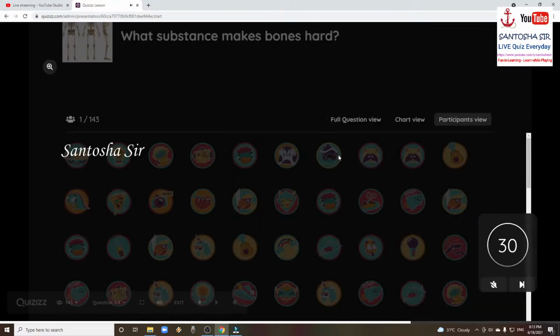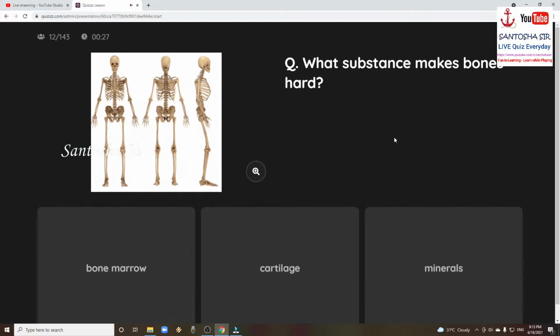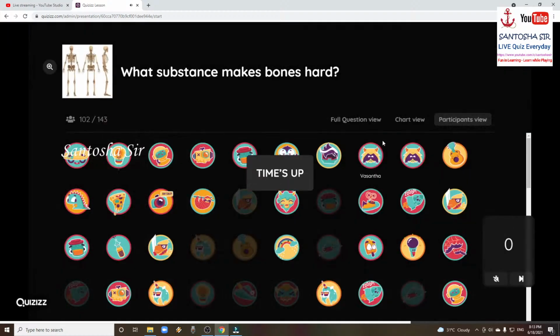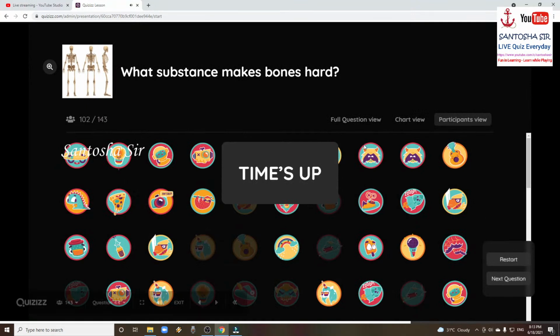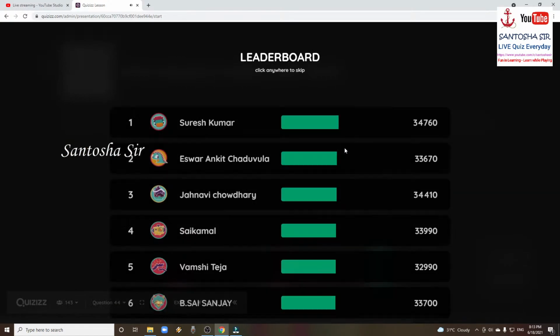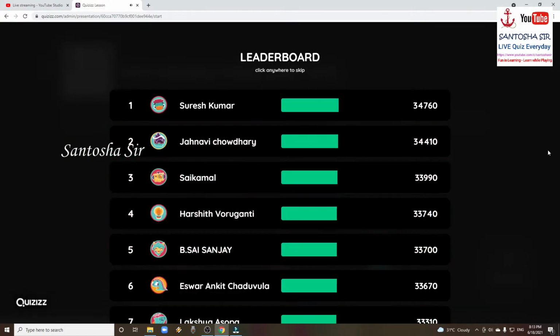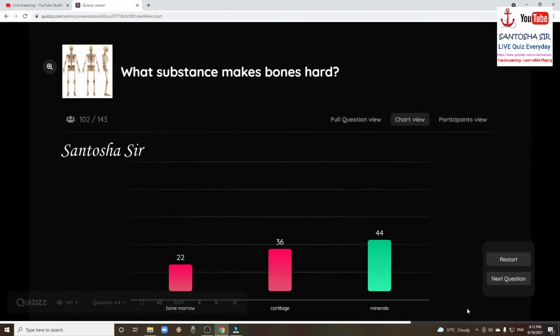Question number 44. What substance makes bones hard? Is it bone marrow or cartilage or minerals? Time is up. 1 or 2 members picked their choice out of 143 participants within 30 seconds. Let's check the leaderboard score. Second, third, fourth, fifth, and seventh positions replaced. Looks like a very good competition today also. 44 members made their choice correctly.